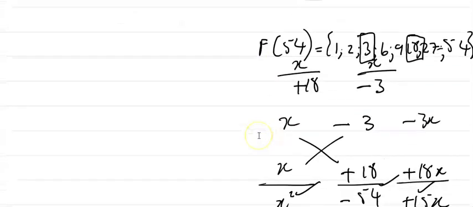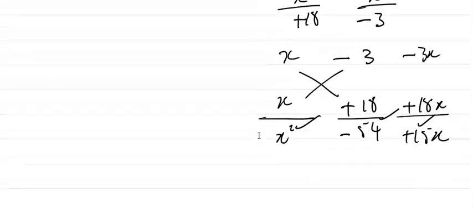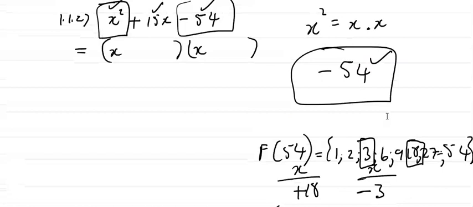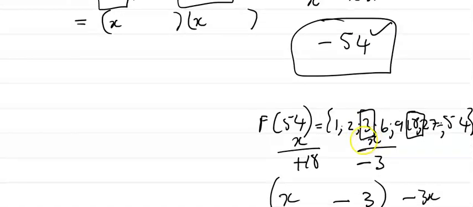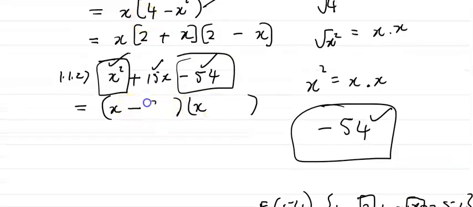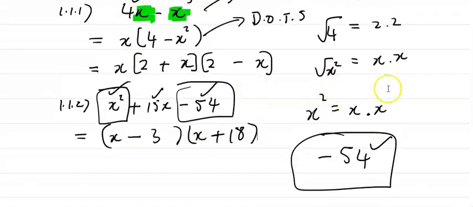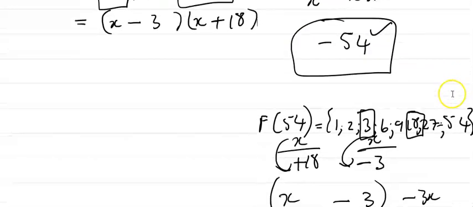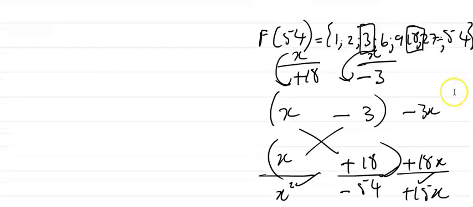So let's write our factors down. What will it be? It's x minus 3 and x plus 18, which we got up here too. So let's write that down: x minus 3, x plus 18. Okay, so there are various methods that we can use to factorize a quadratic trinomial. We can use the cross method or the method that I just showed you.